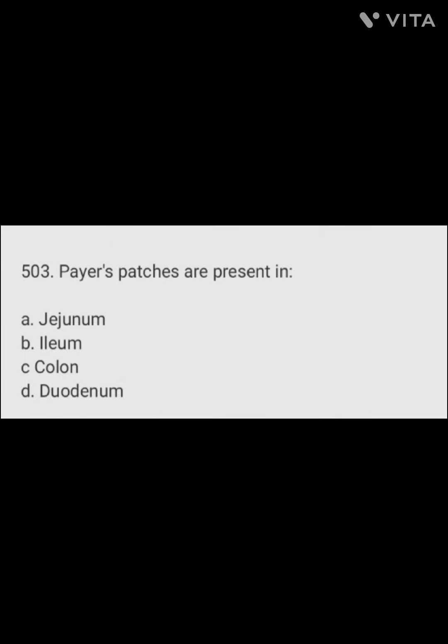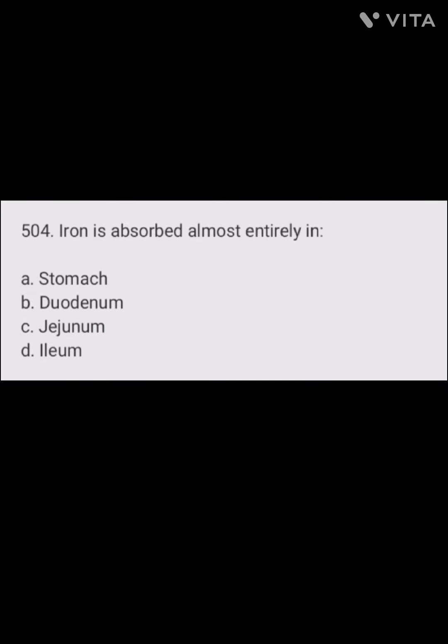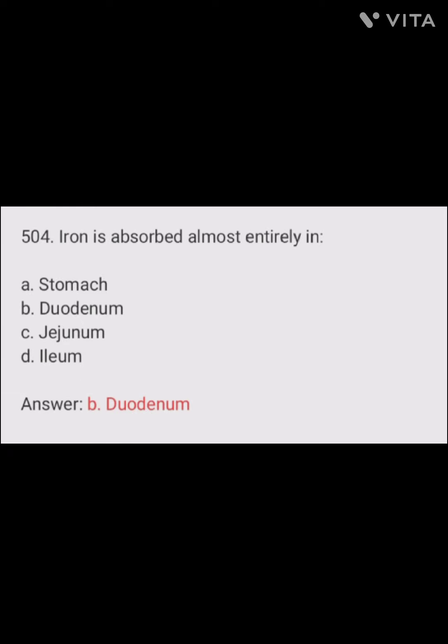Peyer's patches are present in A. Jejunum, B. Ileum, C. Colon, D. Duodenum. And the answer is B. Ileum. The next question is: iron is absorbed almost entirely in A. Stomach, B. Duodenum, C. Jejunum, D. Ileum. And the answer is B.